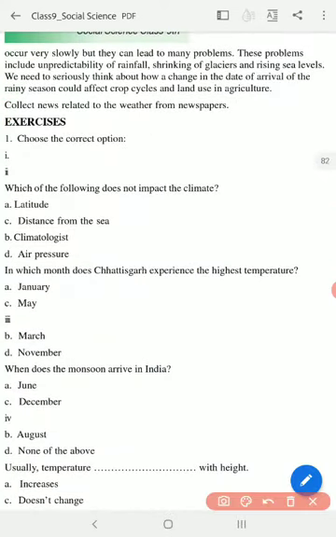These changes occur very slowly, but they can lead to many problems. These problems include unpredictability of rainfall, shrinking of glaciers. Shrinking means the melting of ice, and rising sea level, as I told you. So we need to seriously think about how a change in the date of arrival of the rainy season could affect the crop cycle. You see here, this time we always have the very late coming of the monsoon. It's because of the climate change.